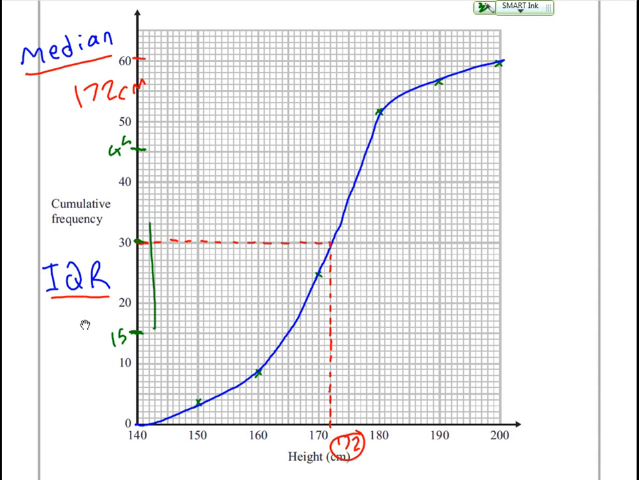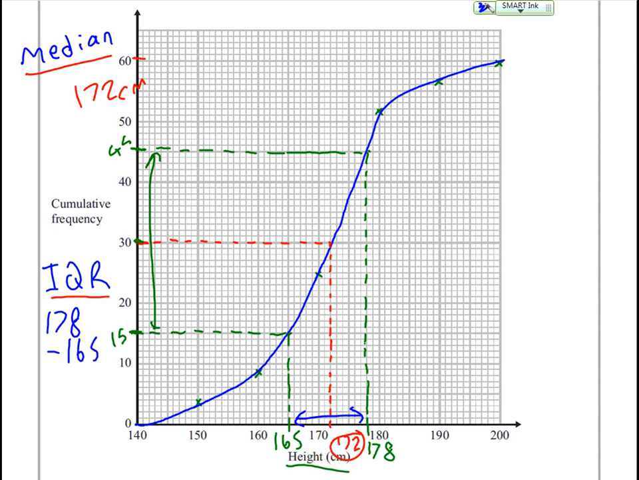Now the interquartile range is talking about the gap between these two, but in terms of the height. Okay, so we go across and read off at 15, and we're at 165. We go across, we read off from 45. The upper quartile is going to be at, if we read off the scale, 178. So we need to do this distance here, which we get by doing 178 take away 165, which is going to give us an answer of 13.